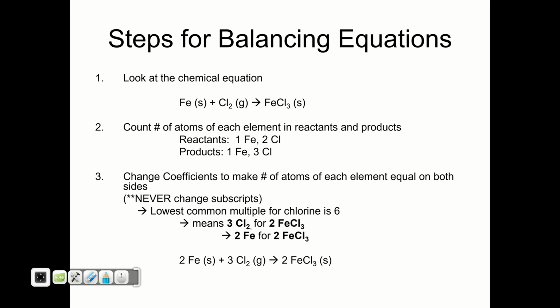So here's the big step. I mean, I could put it down as one giant step here. We change the coefficients in front of the atoms, or in front of the compounds, which, again, right now it's all 1, 1, 1. All right? We change the coefficients to make the number of atoms of each element equal on both sides. We never change the subscripts.